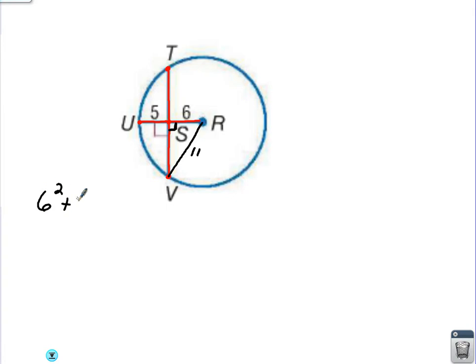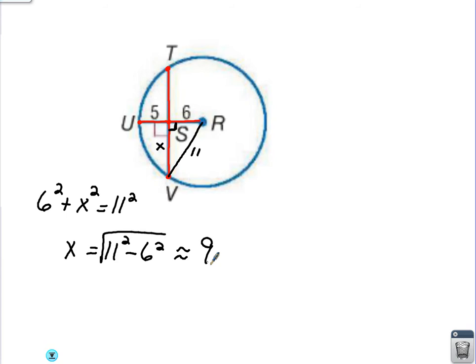A squared plus b squared equals c squared. To type that straight into your calculator, let's go ahead and move the 6 squared over. X squared is 11 squared minus 6 squared, so x would be the square root of that. 121 and 36. I don't know. Give me a decimal for it. Square root of 85, is that what you said? 9.21. So about 9.2.